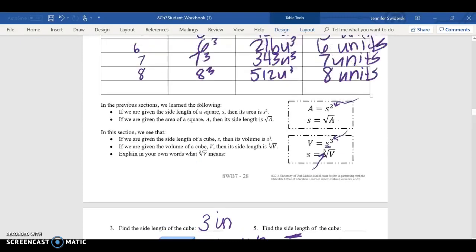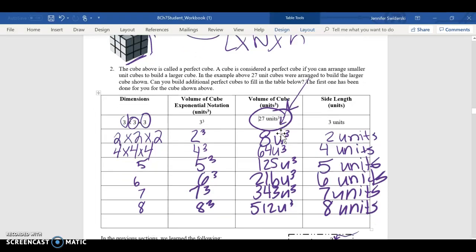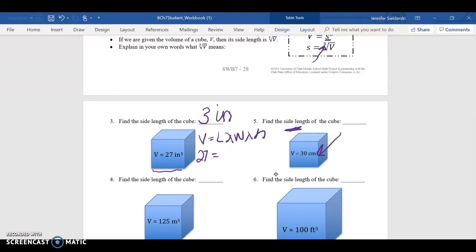Okay. What about if they want me to find the side length of this cube? Well, looking up above, I don't have 30. The closest I can do here is going to be 27, right? So if I don't have 30, I'm just going to write this as, hey, I don't know this number, but I know it's going to be the cubed root of 30. So what I'm saying is, hey, this 30, I'm going to break down to 3 numbers that are going to be the same number that can multiply together to give me 30.